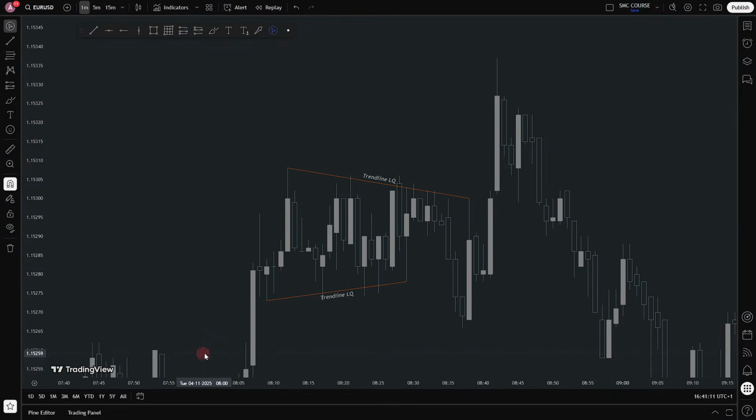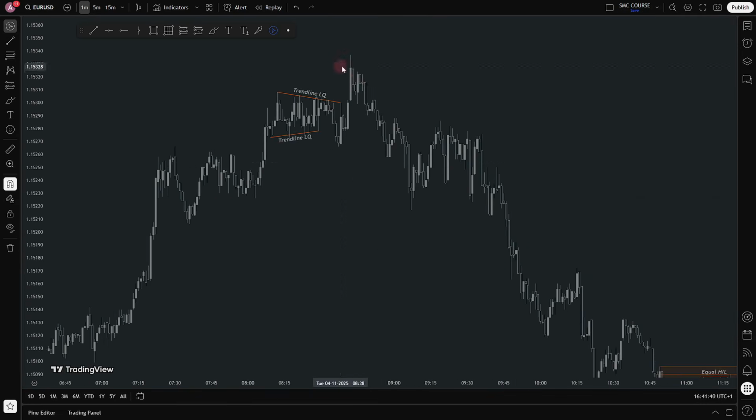For example, market makers, by forming this triangle pattern, created liquidity both above and below the triangle. With this downward and upward move, they swept the liquidity on both sides of the pattern. In a way, they were fueling the next downward move.